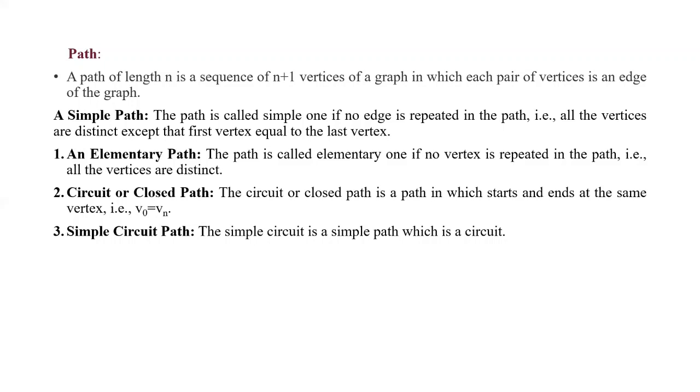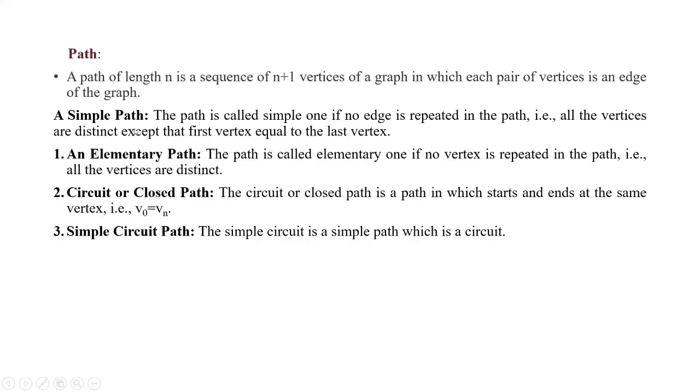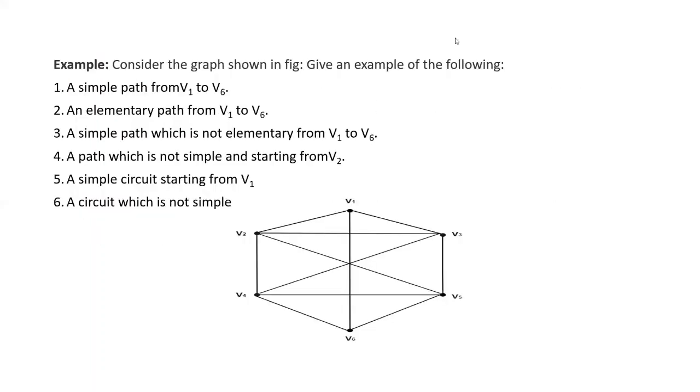So we will see this using a figure, using this diagram, to find out the simple path. Here, simple path from V1 to V6. Simple path is V1, V2, V5, V4. What do we mean by simple path? See the definition: a path is called a simple one if no edge is repeated in the path. So here, no edge is repeated in the path.